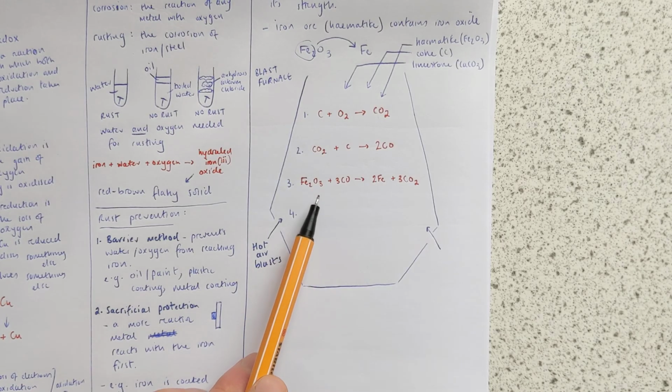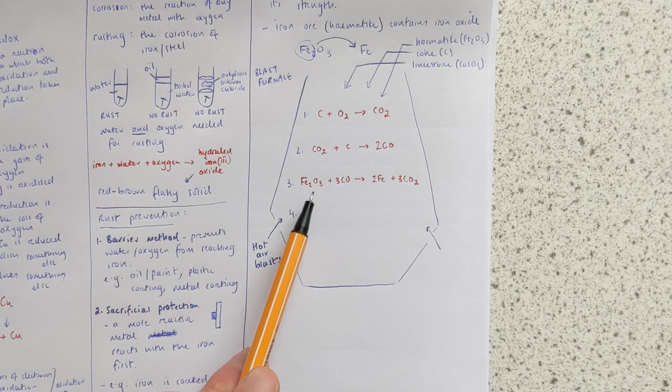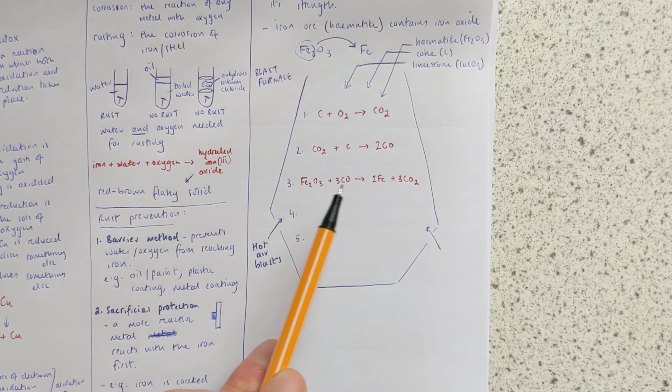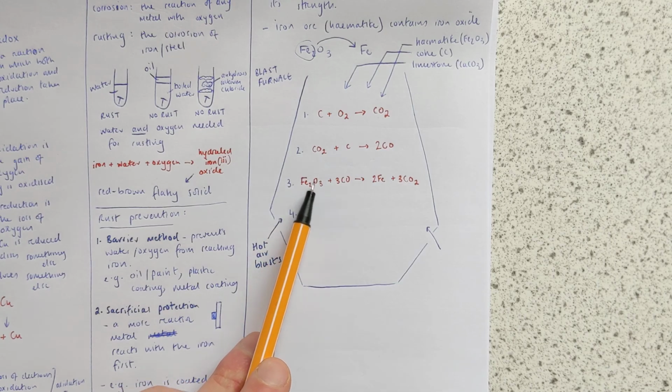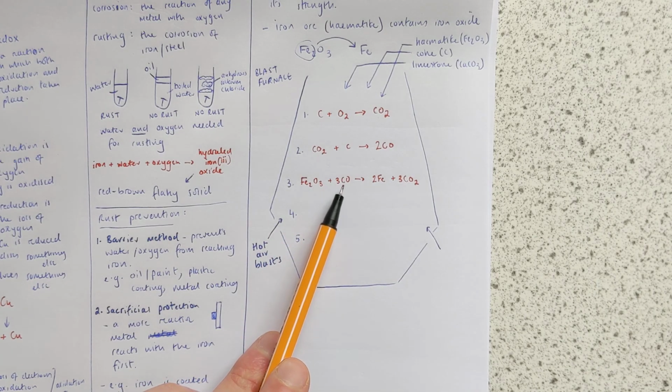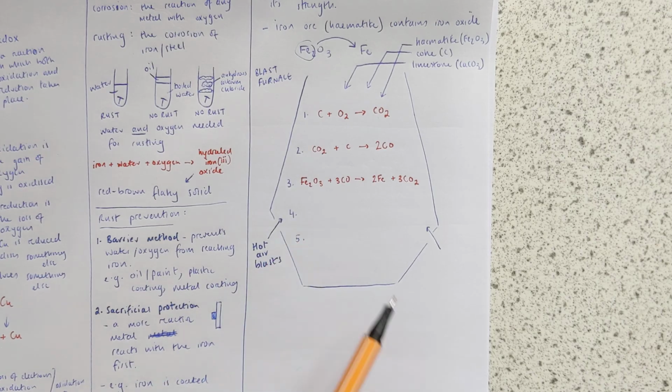This third reaction is a reduction reaction. It's a redox reaction, but it's reduction in terms of the iron. The iron is starting off with oxygen, and is ending up with no oxygen. So for that reason, the carbon monoxide is often referred to as a reducing agent because it is reducing the iron from iron oxide down into iron.